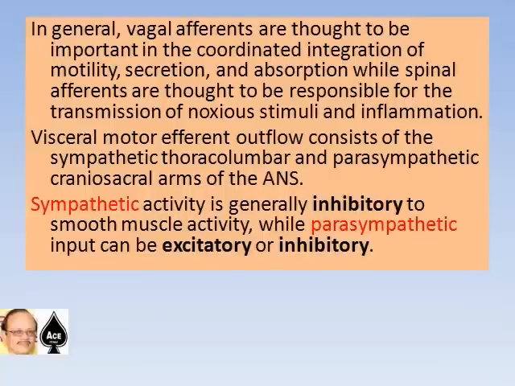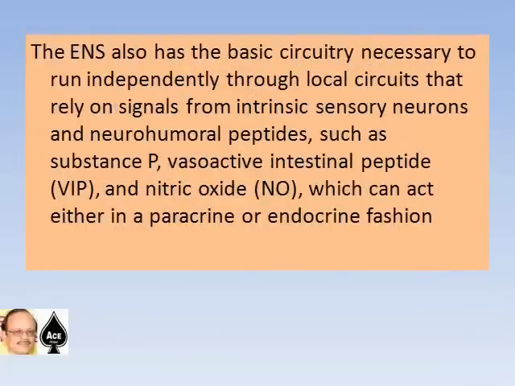In general, vagal afferents are thought to be important in the coordinated integration of motility, secretion and absorption, while spinal afferents are thought to be responsible for the transmission of noxious stimuli and inflammation. Visceral motor efferent outflow consists of the sympathetic, thoracolumbar and parasympathetic craniosacral arms of the ANS. Sympathetic activity is generally inhibitory to smooth muscle activity, while parasympathetic input can be excitatory or inhibitory.